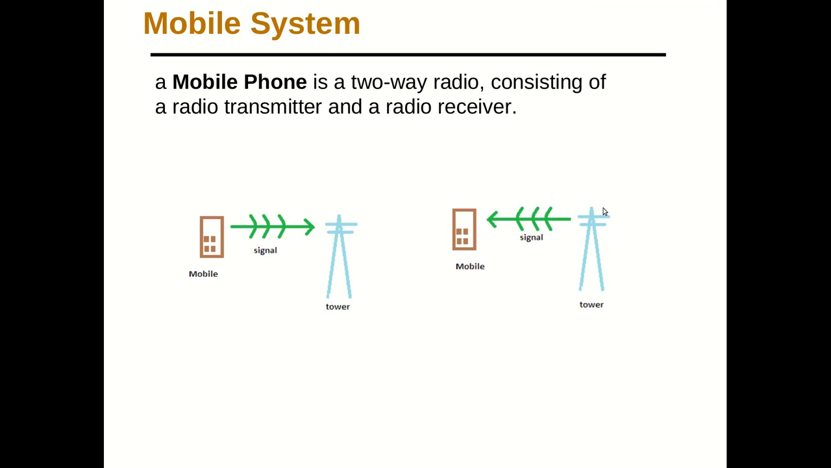This means in this communication both the devices are bidirectional, which can receive the data as well as transmit the data. That's why both the devices are radio transmitters as well as radio receivers.